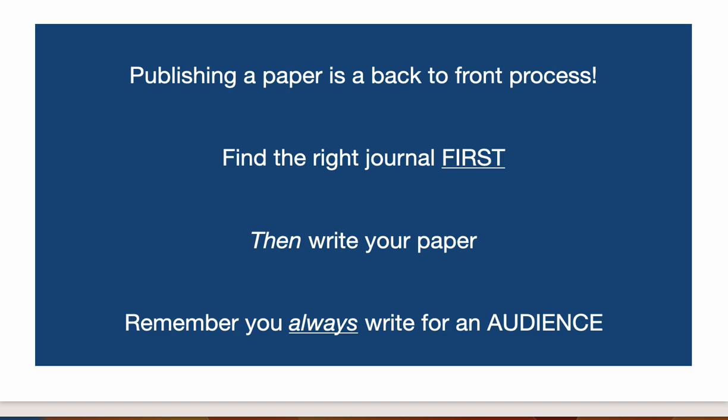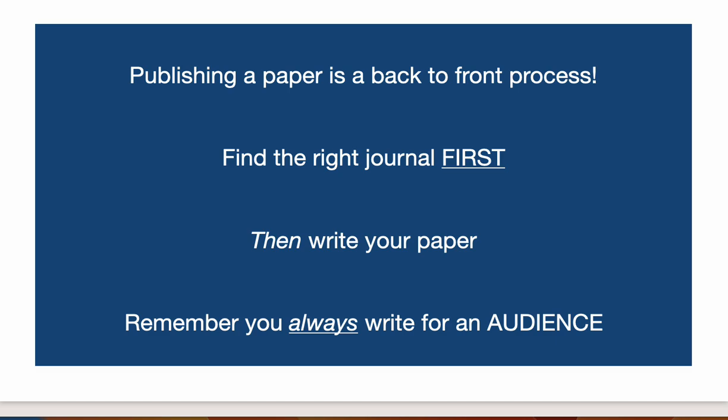So theoretically, publishing a paper is really a back to front process. It would be ideal to find the right journal first and then write your paper. It's not always possible to do that, but it's always really useful to have in mind the kind of journal that you might be writing for, because otherwise you just have to go back and change an awful lot of it to fit with the scope and aims of the journal.